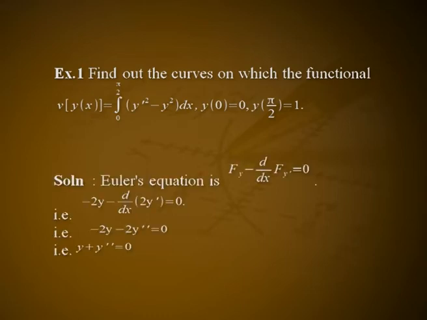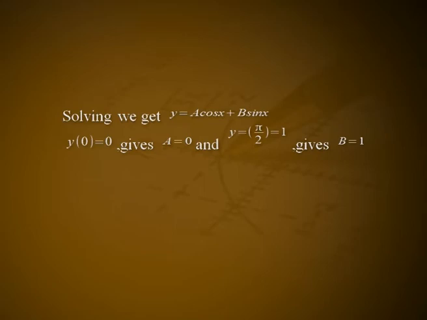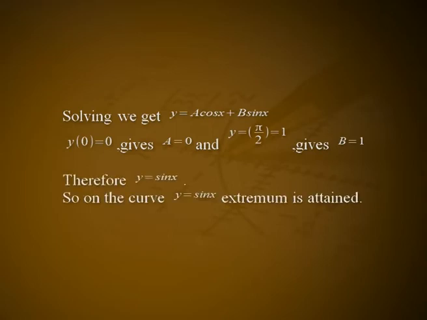Euler's equation is fy minus d by dx of fy dash equal to 0. That is, minus 2y minus d by dx of 2y dash equal to 0, that is, minus 2y minus 2y double dash equal to 0, that is, y plus y double dash equal to 0. Solving, we get y equal to a cos x plus b sin x. y of 0 equal to 0 gives a equal to 0, and y of pi by 2 equal to 1 gives b equal to 1. Therefore, y equal to sin x. So, on the curve y equal to sin x, extremum is attained.